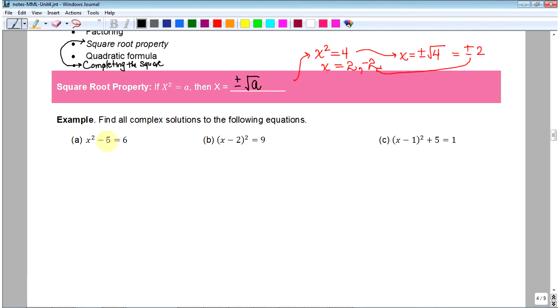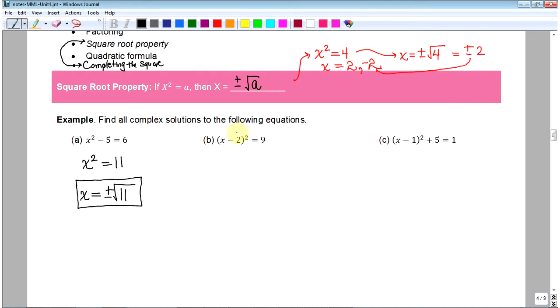So first we have x squared minus 5 is equal to 6. I can't use the square root property yet because I have to have a squared quantity on one side of the equation. So my first step is going to be to add 5 to both sides. So I end up with x squared equals 11. Now I am ready to apply the square root property to get x by itself. And this property tells me I'll have plus or minus the square root of everything on the other side of the equation, which in this case is 11. We can't simplify the square root of 11, so that would be our final answer.